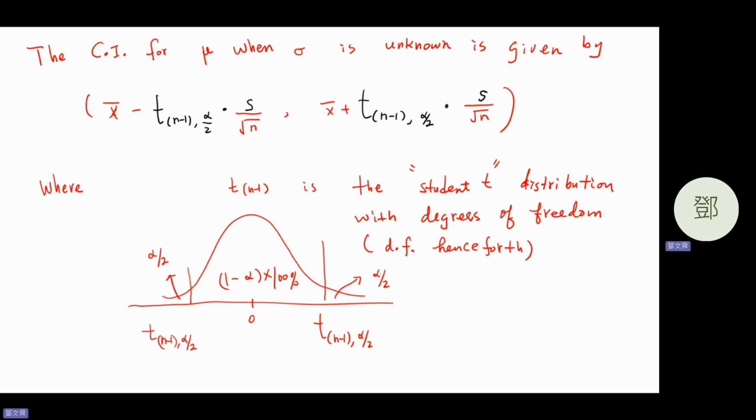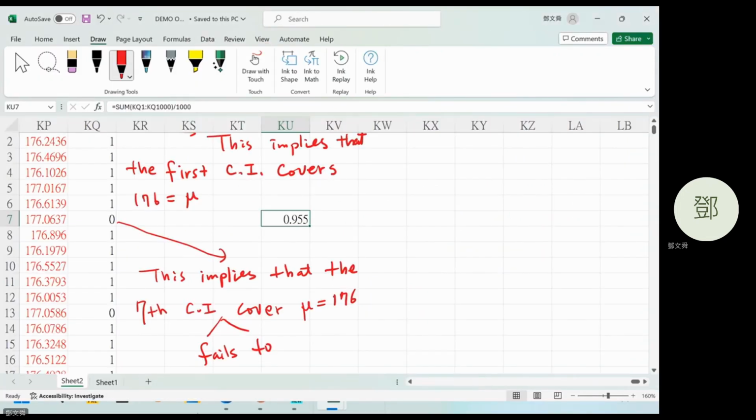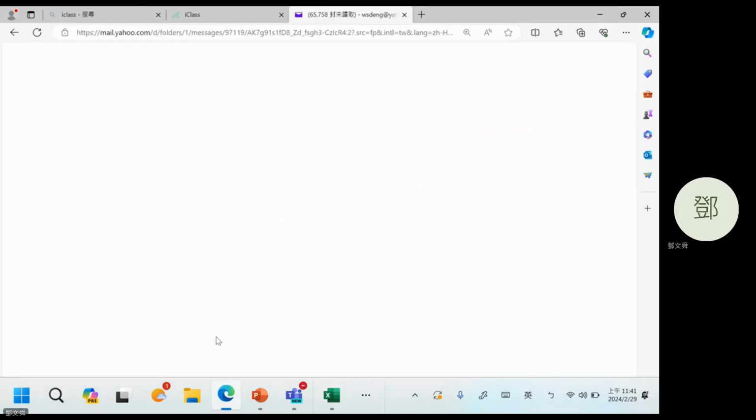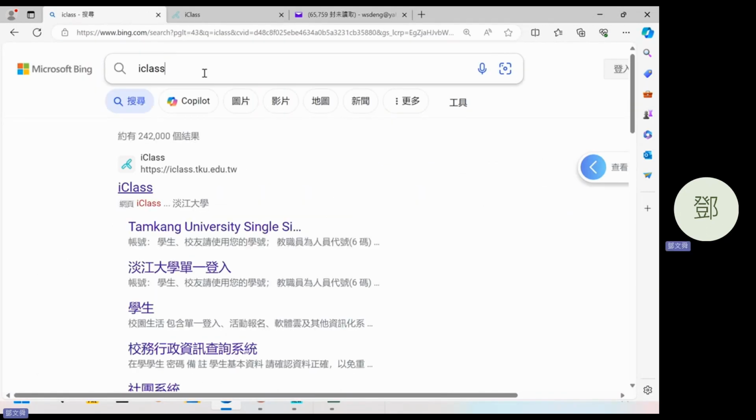So let us go to the student t distribution, okay? Let's Google. Now here, look at this t distribution. Student t distribution here. Hey, Google. It is not Google. It is Microsoft Bing, not Google. Whatever. Okay. Student t distribution.